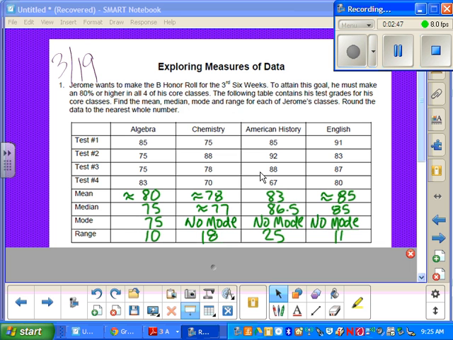And looking at our English grades, our mean is going to be 85. Our median is going to be 85. Our mode, we won't have a mode because no number repeats, and our range is going to be 11. Alright guys, we're going to get started on the questions now.